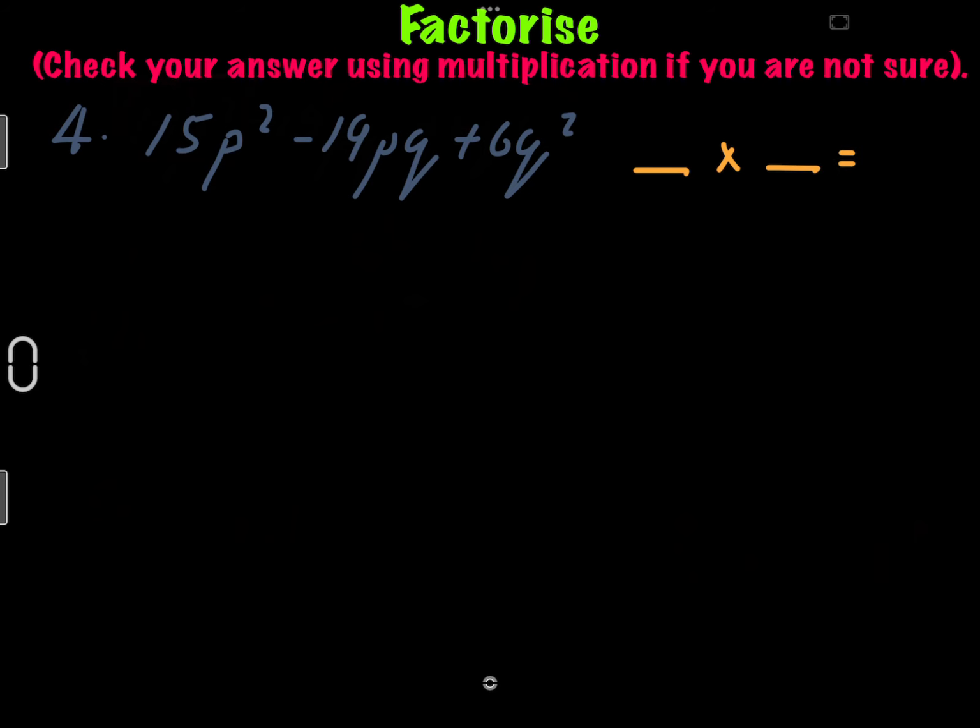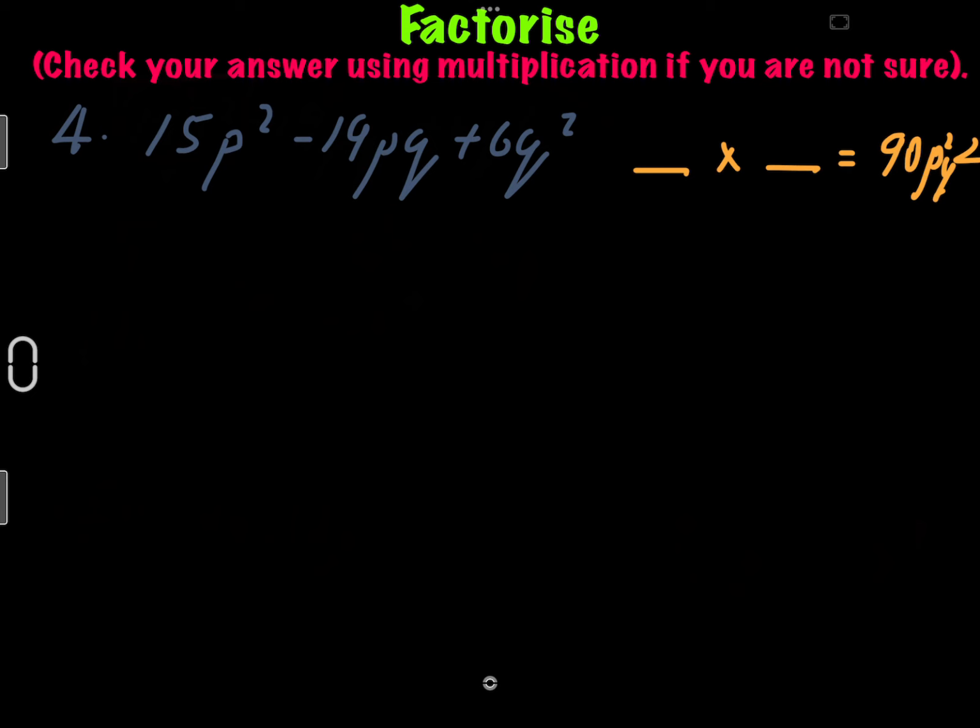These factors are 15 multiplied by 6. So 15 multiplied by 6 gives us 90. So 15 multiplied by 6 gives us 90 p squared q squared. Okay. Now we need to find factors of 90 and it's positive.